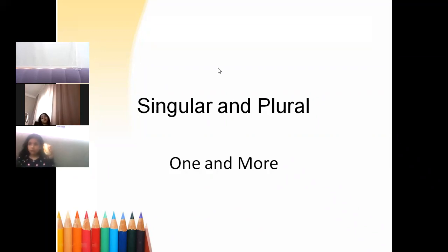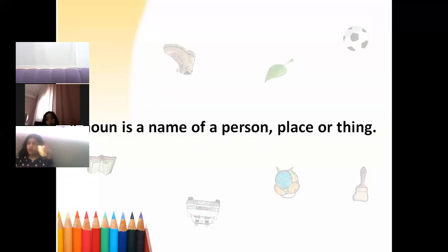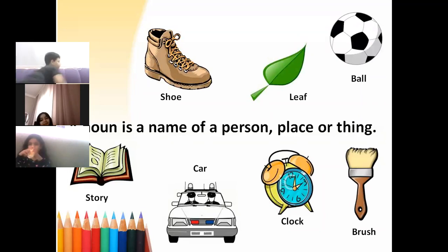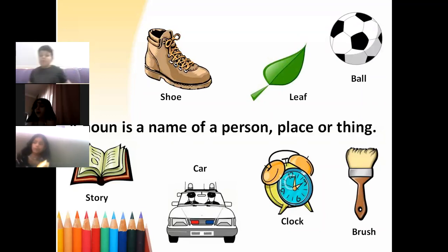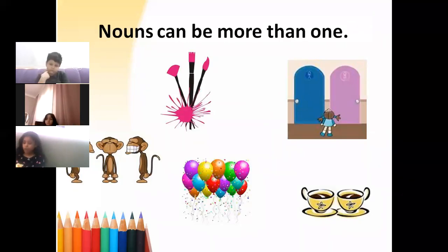Okay, now let's see. What's the meaning of singular? Singular means only one thing. And plural means more than one. Let's take some examples. What's the meaning of noun? Noun is a name of a person, place, or thing. Here we have some singular nouns: the shoe, leaf, ball, brush, clock, car, and story. All of those names are singular nouns because we have only one, and they are nouns because they name something.